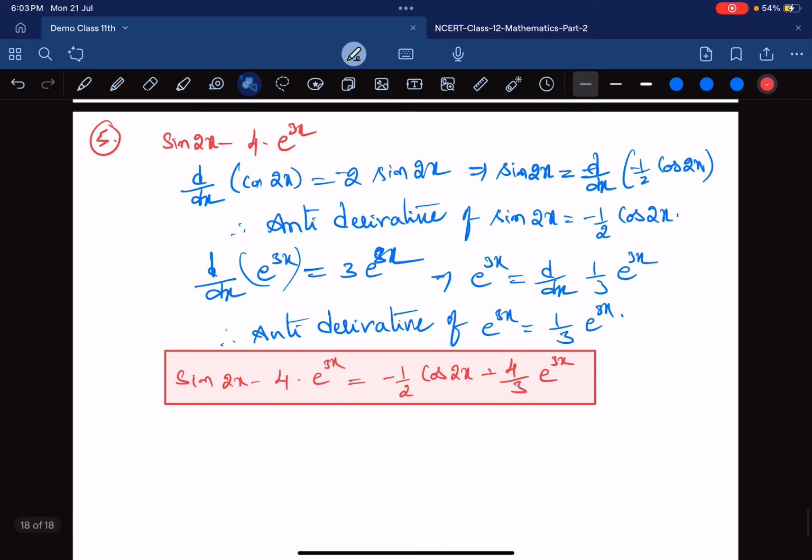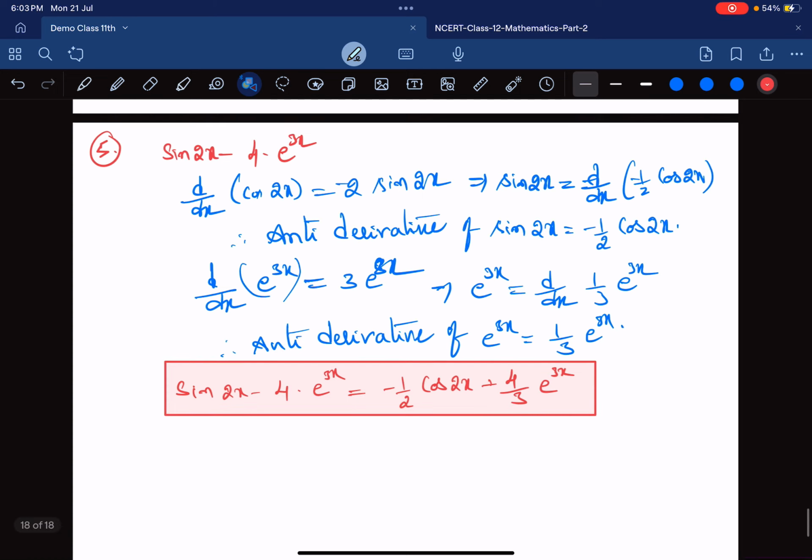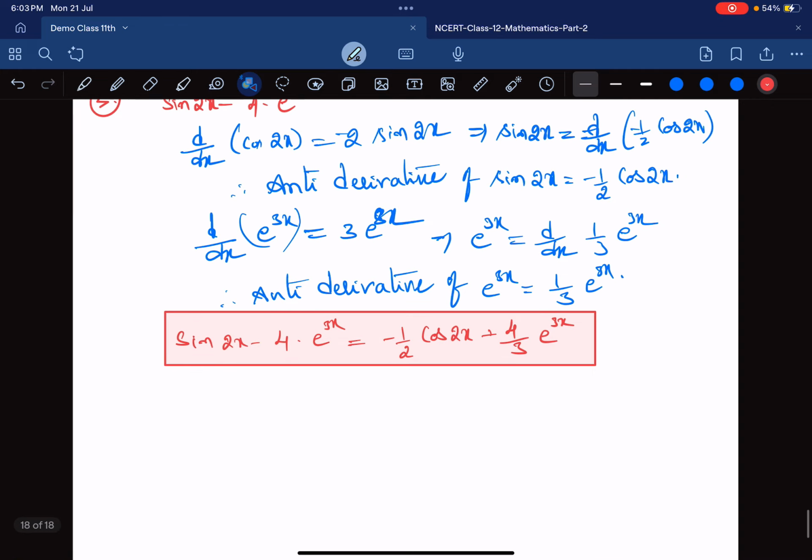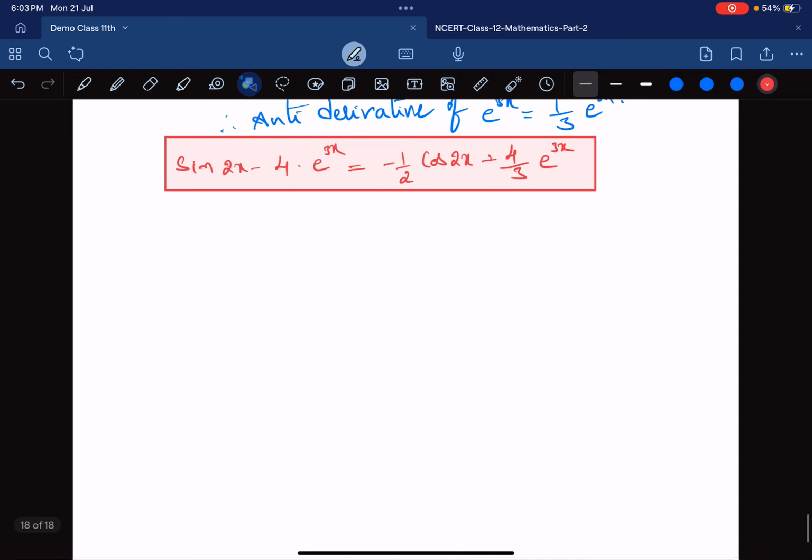Just finding the original function is called the antiderivative. When the differentiation function is given, finding the original function of the given derivative function is called the antiderivative function.